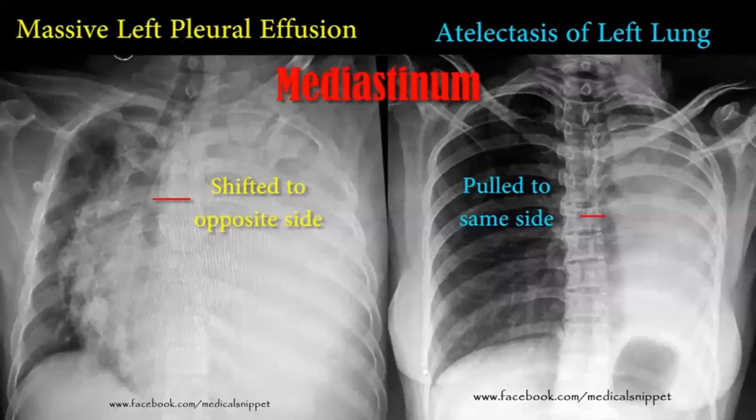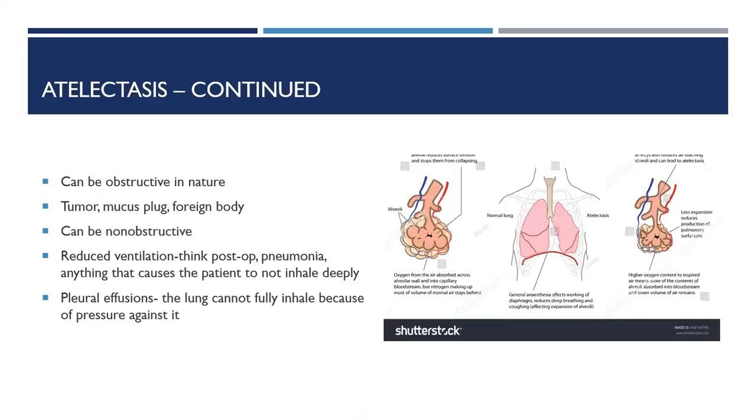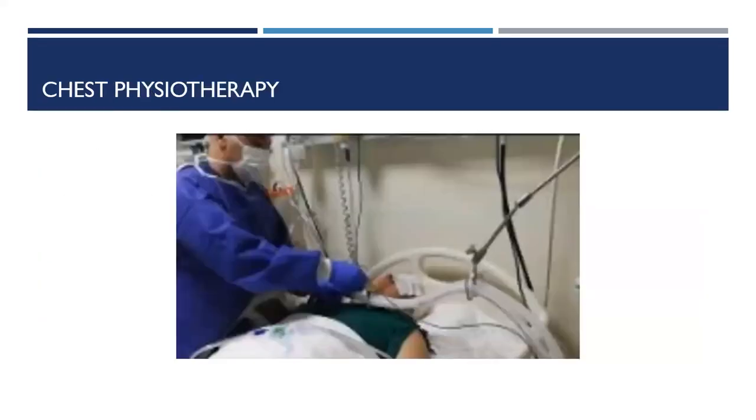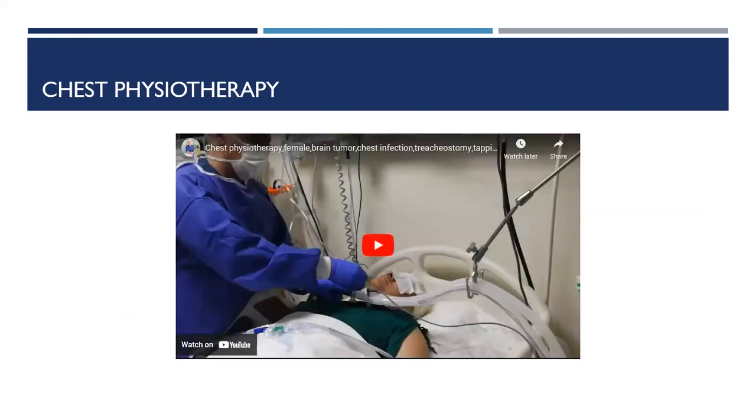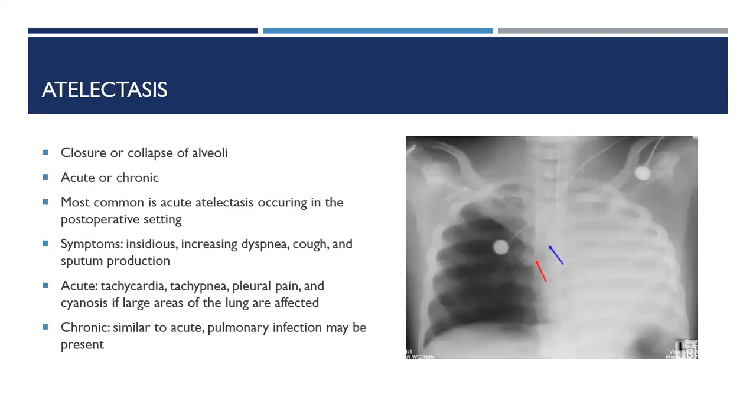So here's an example of the chest physiotherapy. And so with this, we are using vibrations within the lungs, applied through a device on the outside of the chest to help break up the yuck, the mucus within the lungs. So atelectasis.